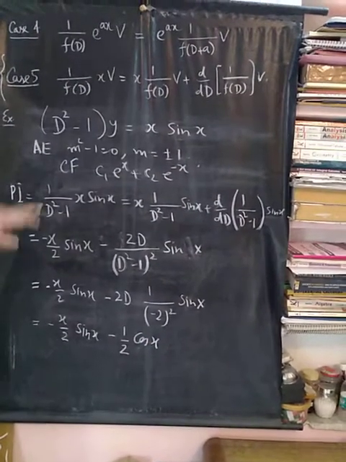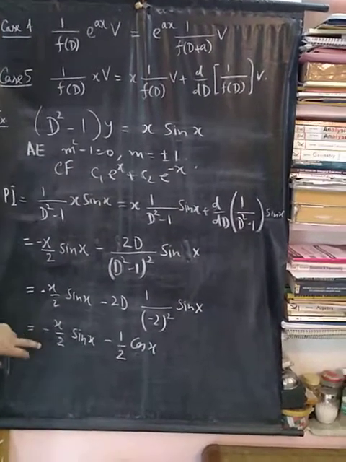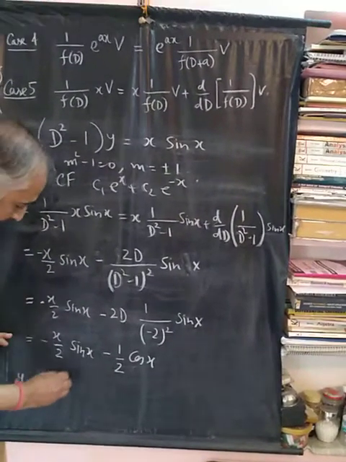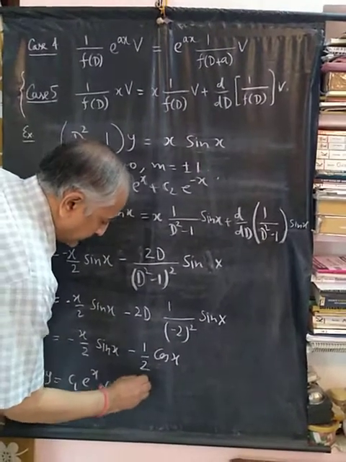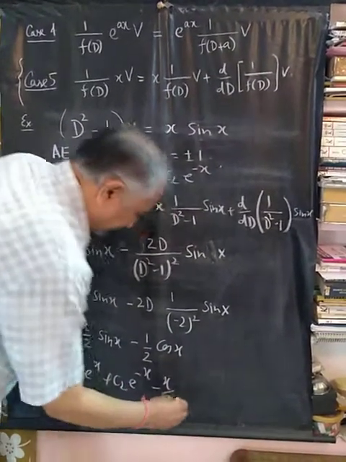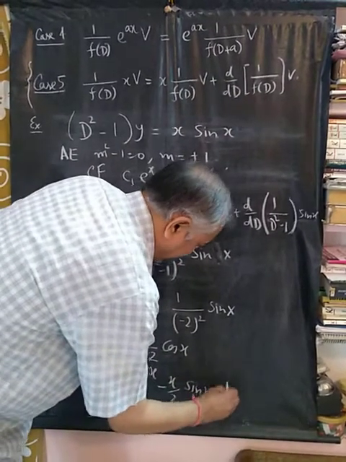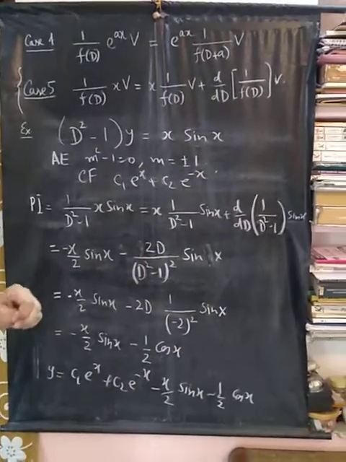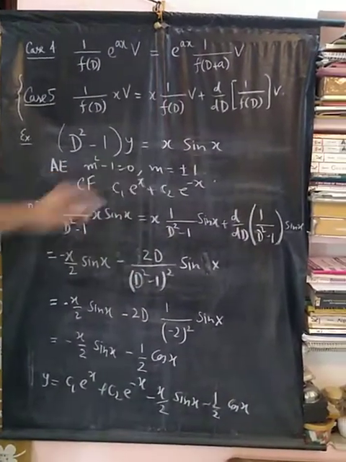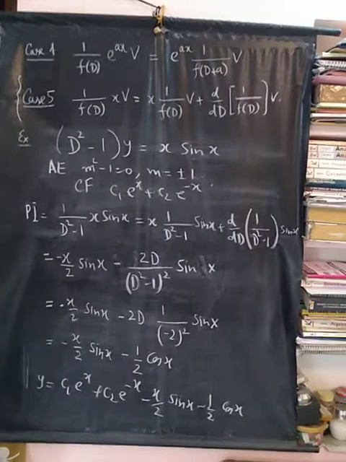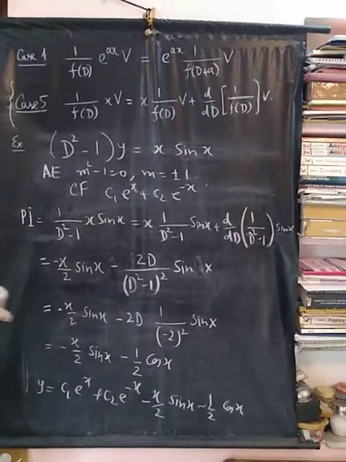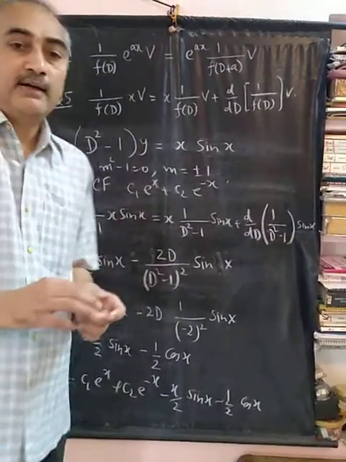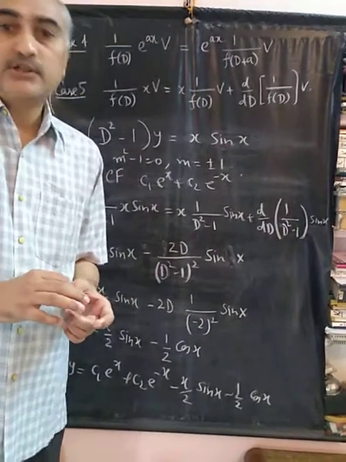D of sin x is cos x. So this was your complementary function. This is the particular integral which I have obtained. The complete solution is y equals c1 exponential x plus c2 exponential minus x, minus x by 2 sin x and minus half cos x. This solves this linear differential equation with constant coefficients. So I stop here and give in the next lecture another method which is known as the method of partial fractions. Thank you.